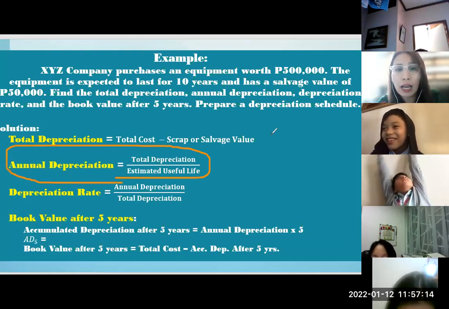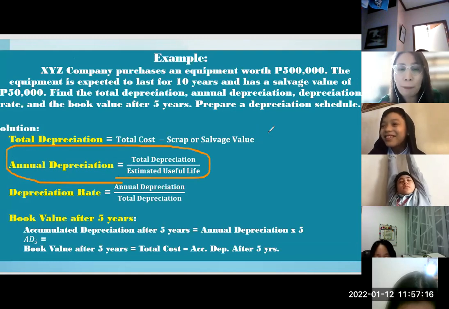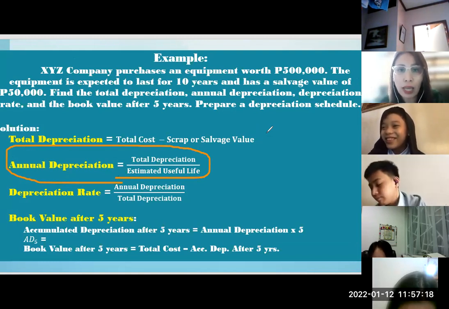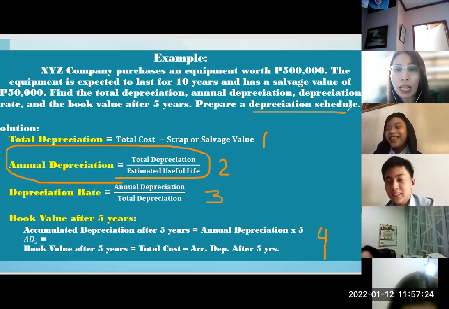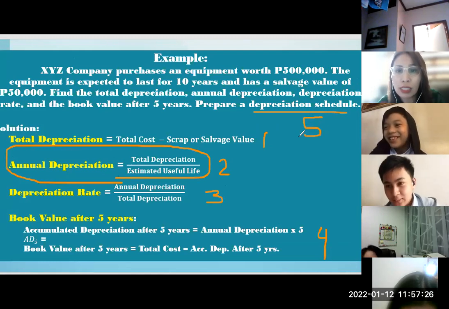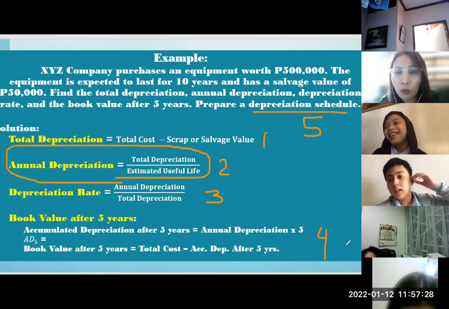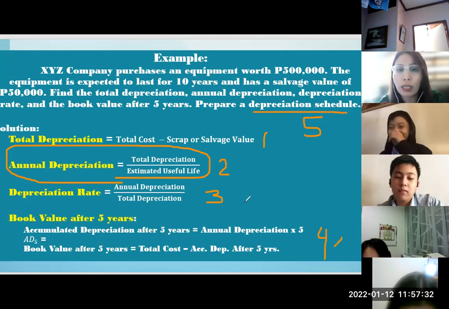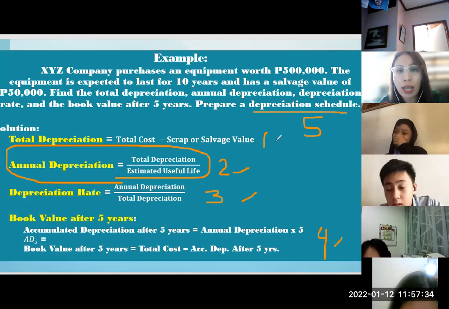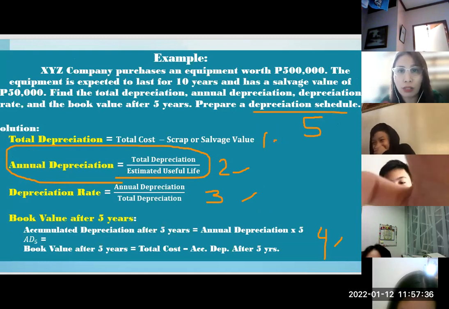So again, it has to be in a step-by-step procedure. Okay? Step 1, step 2, step 3, step 4, and pang 5 natin is the depreciation schedule. You cannot go to the 5th unless you computed for the 4th, the 3rd, the 2nd, and the first one computation.